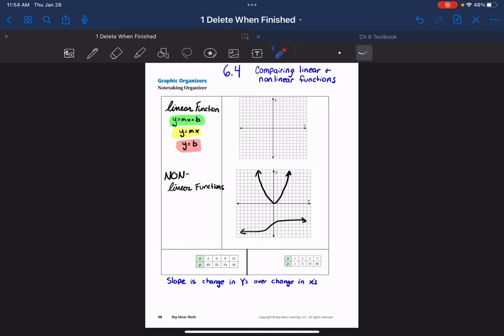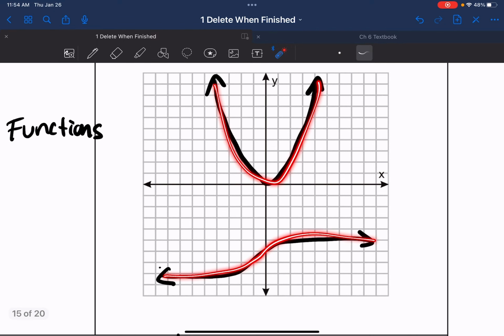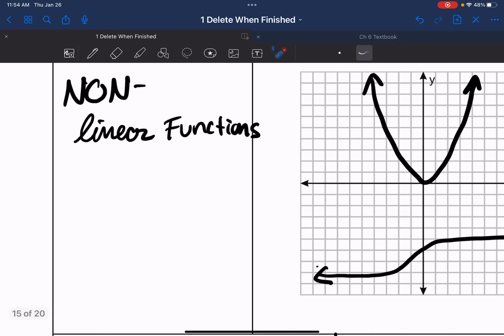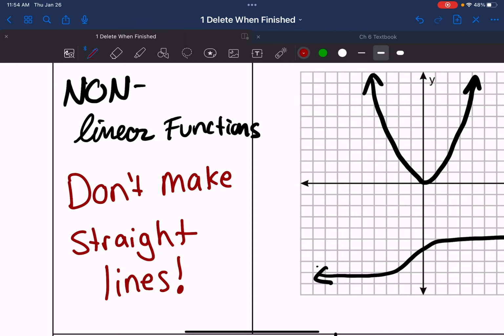The first thing I want to start with, the most obvious thing here, is non-linear functions don't make straight lines. Do you see that neither of these are a straight line? These would be called non-linear functions. So underneath here, I'm just going to write: non-linear functions don't make straight lines. Okay? That's the whole thing. Non-linear functions are just things that aren't making straight lines, okay?